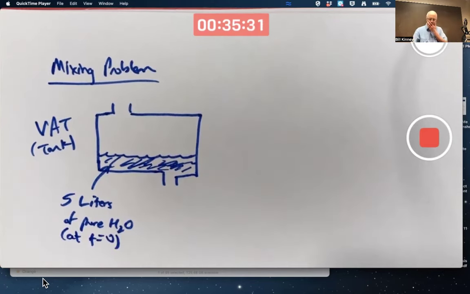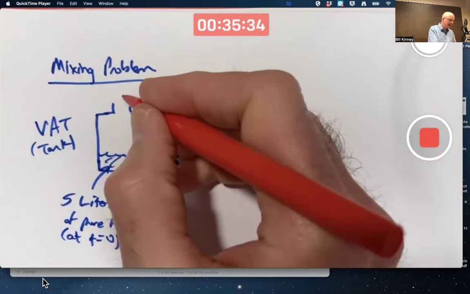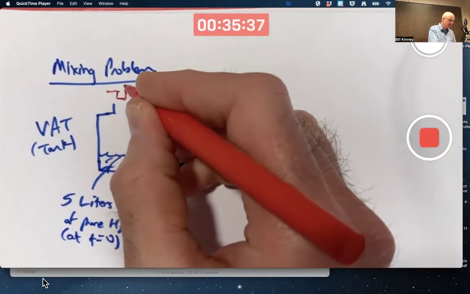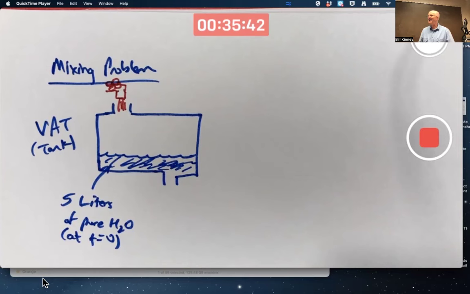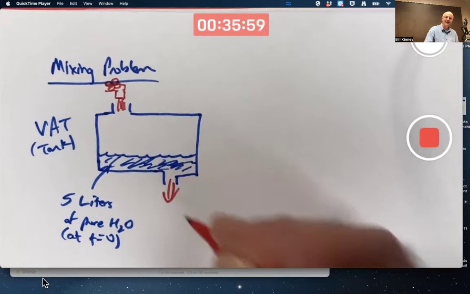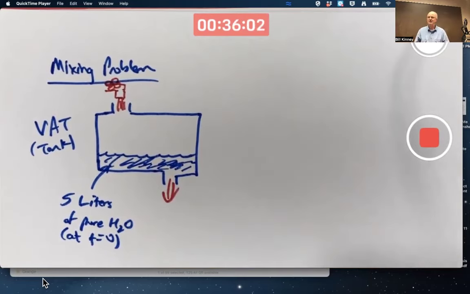Also, at that moment in time, you turn on a faucet up here. There's my drawing of a faucet. And that faucet is attached to another tank that's got salt water in it. So you're mixing the salt water with the pure water. And just because you like performing experiments like this, you also open a drain and the mixture comes flowing out. You just like doing experiments like this, right? Just for the sake of doing them.